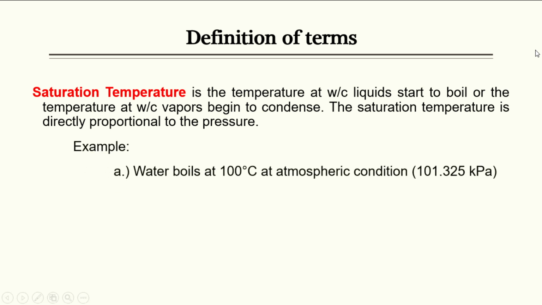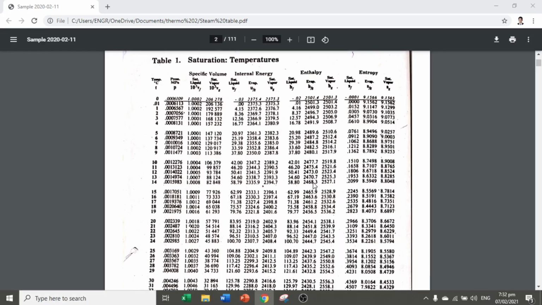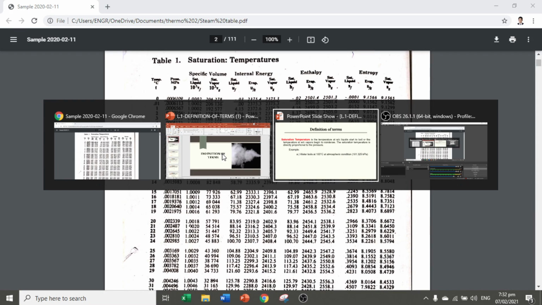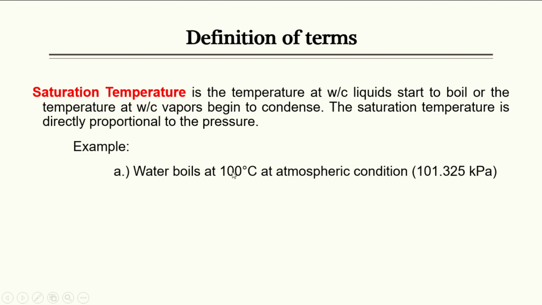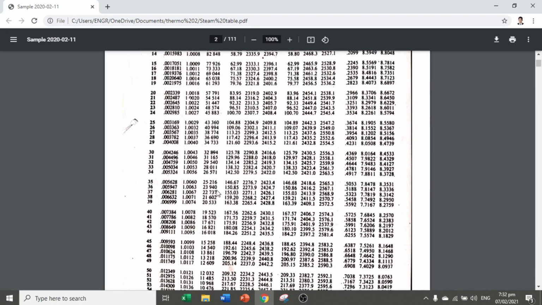So, water boils at 100 degrees Celsius at atmospheric condition. So, atmospheric condition natin is 101.325 kilopascal. So, kapag chinek natin siya sa ating steam table, so ang given natin is yung sakto is temperature, di ba? Sa table 1 tayo titingin. So, table 1.